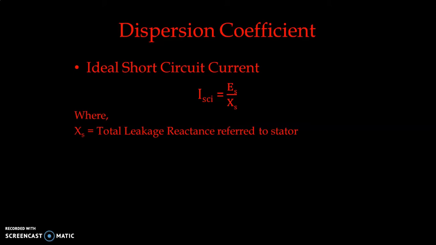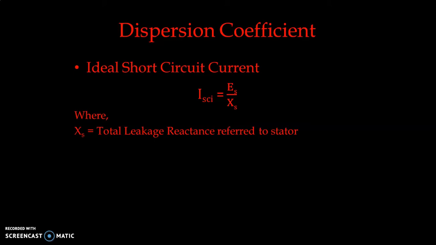Now here we say ideal short circuit current. So what exactly do we mean by ideal short circuit current? If the resistance of the winding is neglected, then the short circuit current is purely restricted by the system's leakage reactance, and then we call it the ideal short circuit current. So leakage reactance and ideal short circuit current are inversely proportional.